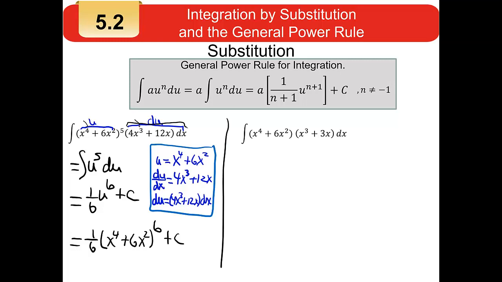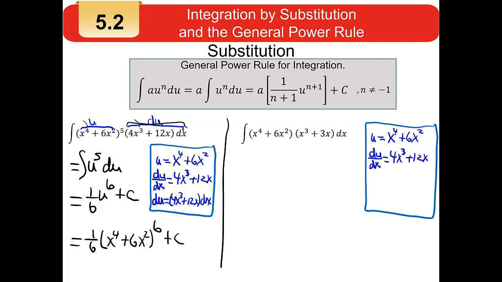How about this one? Very similar. I made a couple of changes. Let's see what happens. Start off the same process. There's no reason why the x to the 4th plus 6x squared can't be the value of u. I know when I take the derivative of x to the 4th, I'll get something with x to the 3rd, so that's promising. Take the derivative, I get 4x to the 3rd plus 12x.